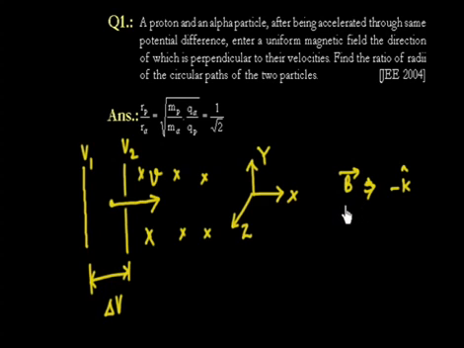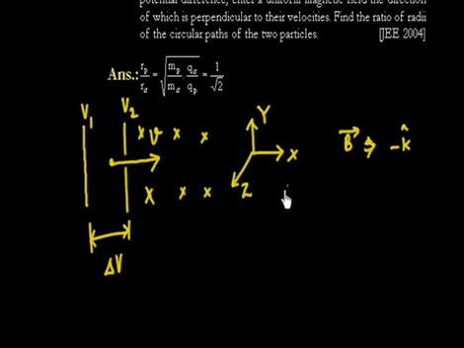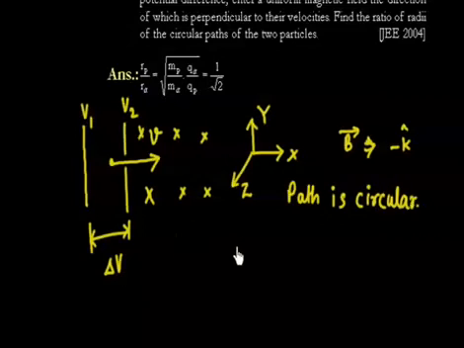If you remember, if a charged particle moves with velocity v in a magnetic field, it follows a circular path. So now I know the path is circular. And if I know the path is circular, I also know the radius, and the radius is given by r equals mv by qB. Are you getting it? So r equals mv by qB.